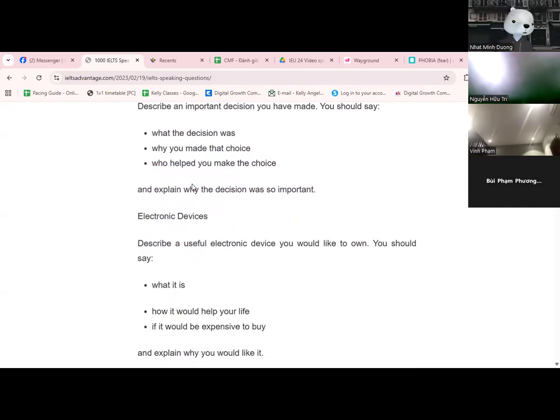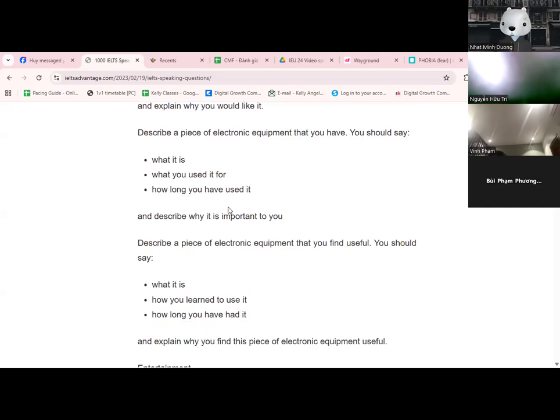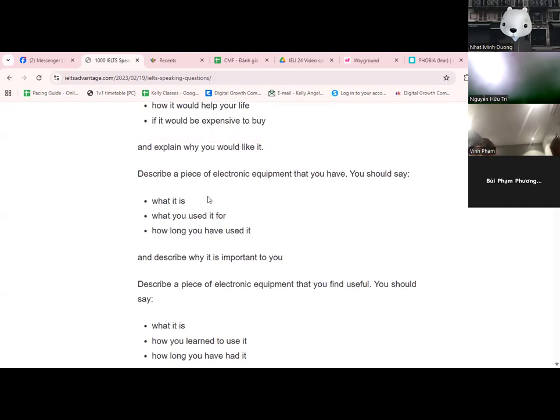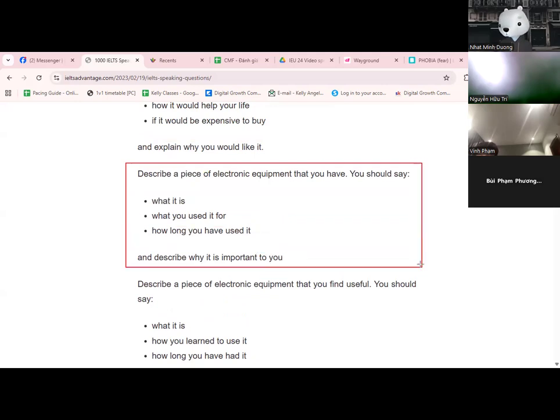Okay, Vinfam, it is your turn. Okay, describe a piece of electronic equipment that you have. You should say what it is, what you used it for, how long you have used it, and describe why it is important to you. You have 1 minute to prepare. You may start preparing.